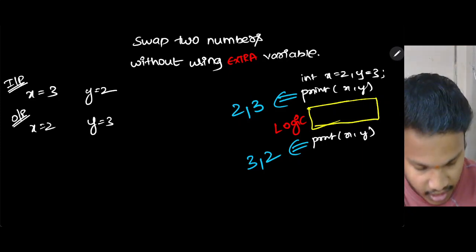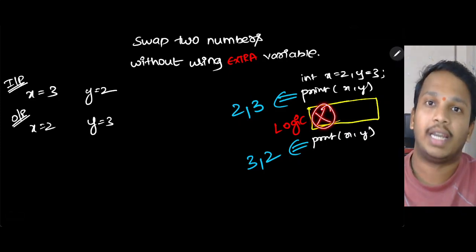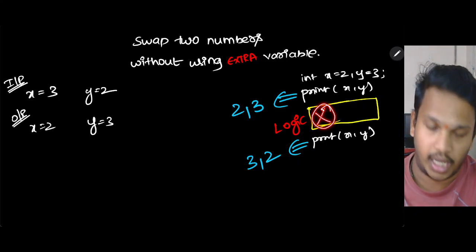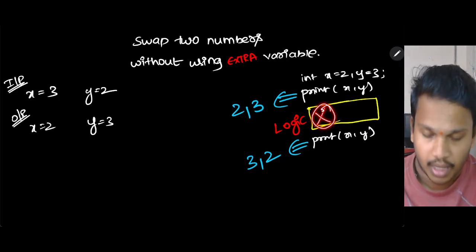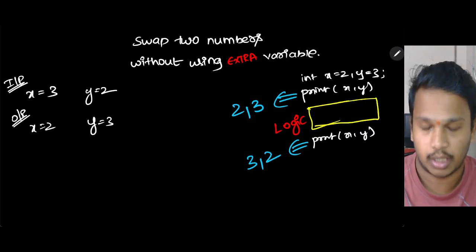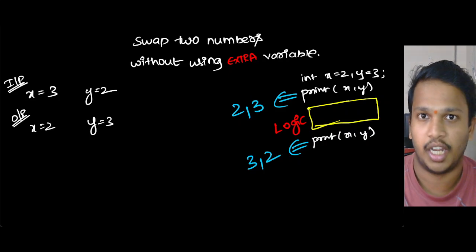But now the condition is, in this logic part, we should not declare a new variable. Without declaring a variable, we need to do it. How can it be done? This is the question. I will explain the logic to you, because when we are doing it the first time, it's a bit tough to get. This question has been asked in many interviews.